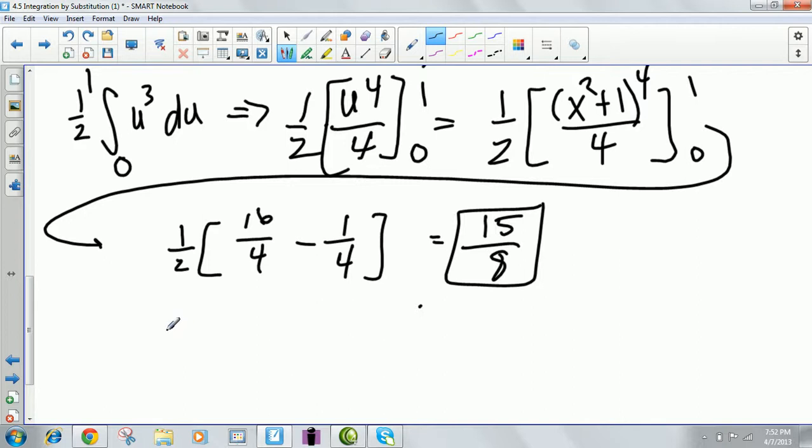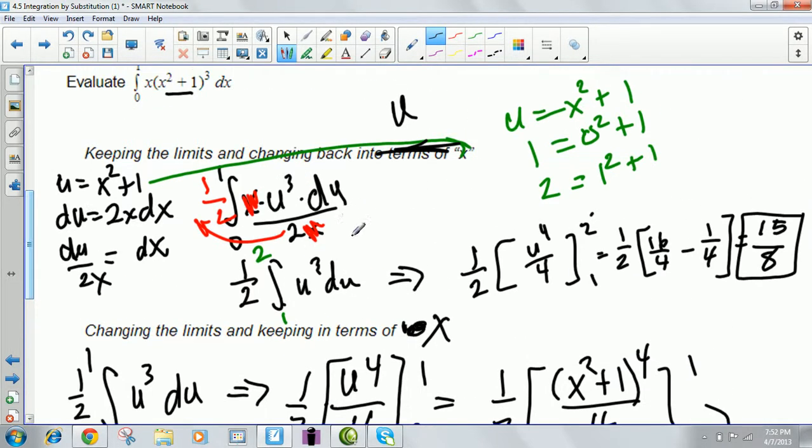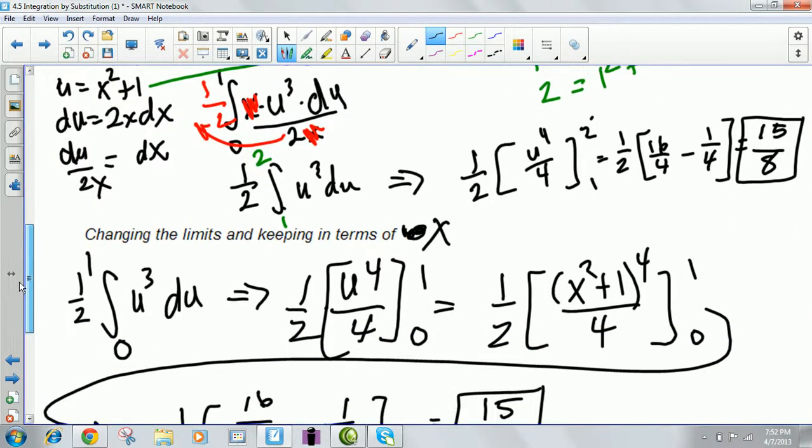Okay? You get the same answer either way, just up here we changed everything in terms of u and kept this as u to the fourth over 4. But you're doing the same thing. If you think about it, you had to plug the 1 in and the 0 in up here to change these, so you're doing the same thing, it's just in a different order.